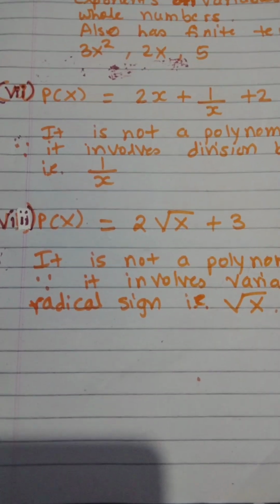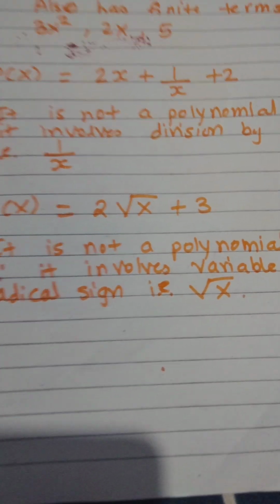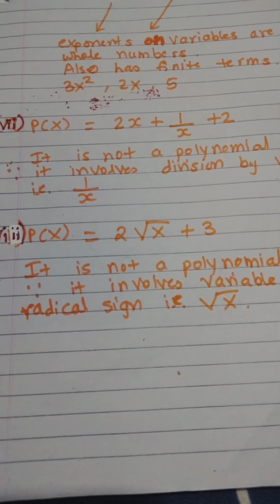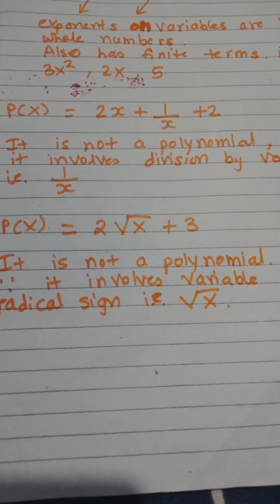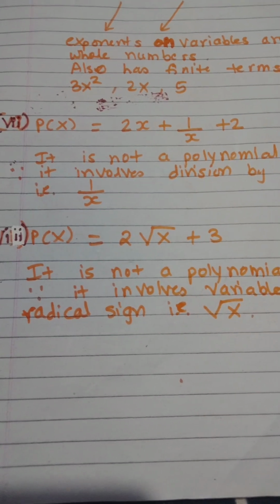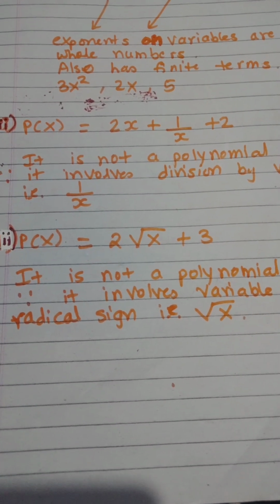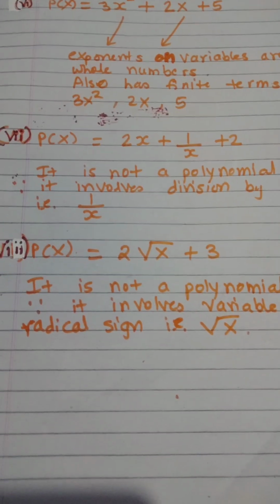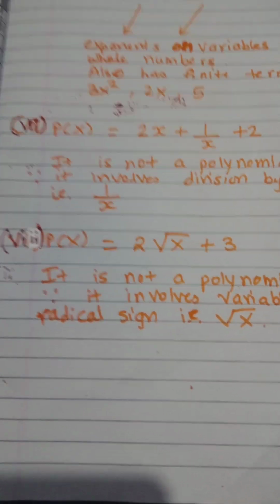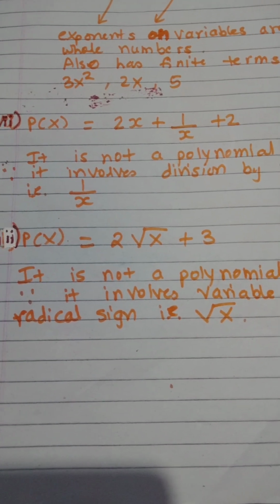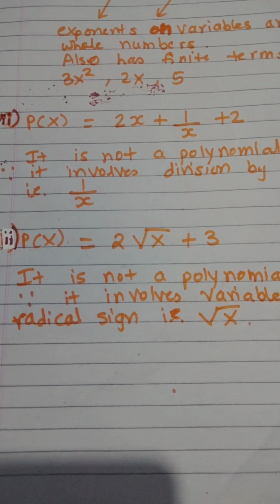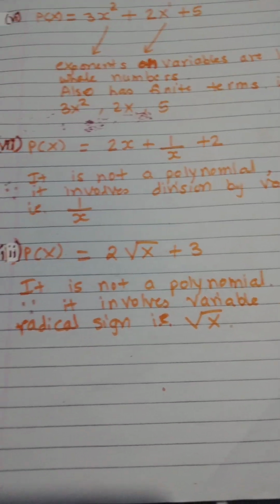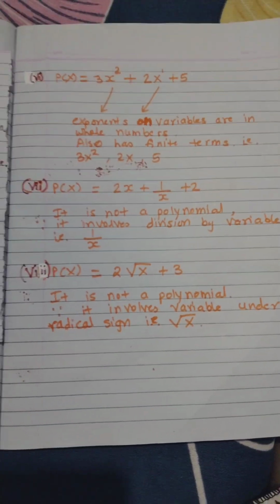Next example is p of x is equal to 2 under root x plus 3. It is also not an example of a polynomial because it does not satisfy all the conditions for a mathematical expression to be a polynomial. In case of a polynomial, this 2 under root x is not a term here because it involves a variable under a radical sign. Here under root x is there. Therefore, 2 root x plus 3 is not an example of a polynomial.